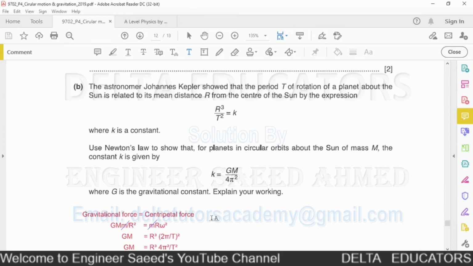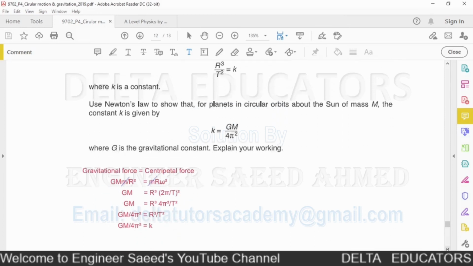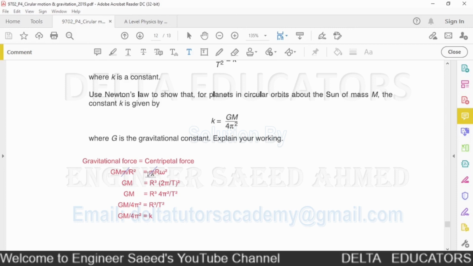Now centripetal force is given as m r omega squared, where this m is the mass of the planet, this r is the separation between the planet and the Sun, and this omega is the angular speed of the planet. Now here the small m, the mass of the planet, on both sides will be cancelled out and we will get capital G capital M is equal to r cubed (2 pi over T) whole squared. Here this omega is called angular speed, and angular speed is given as 2 pi over T. That's why in place of omega we have taken 2 pi over T. Now by solving this we will get GM is equal to r cubed 4 pi squared over T squared.